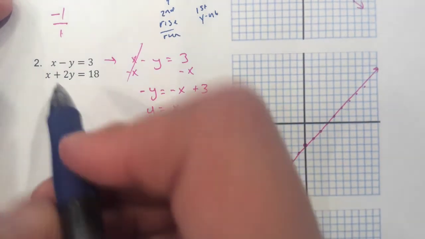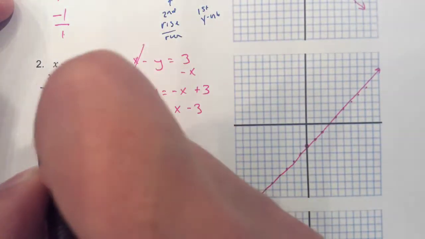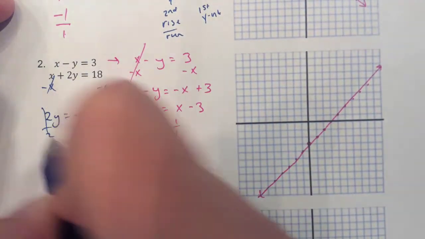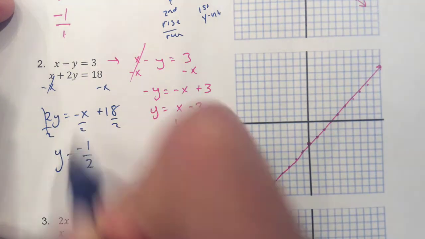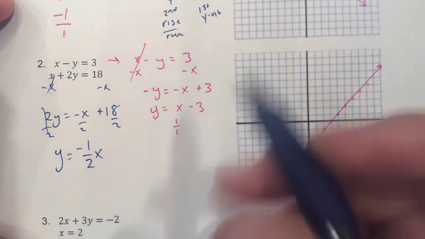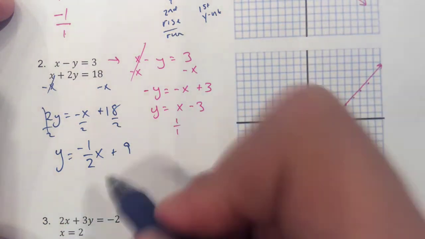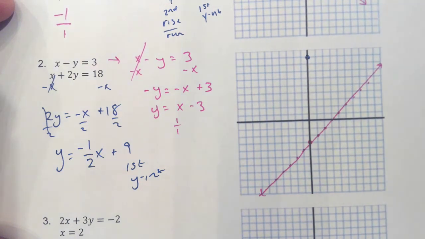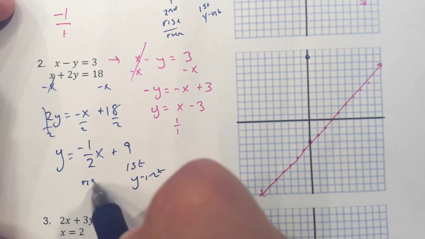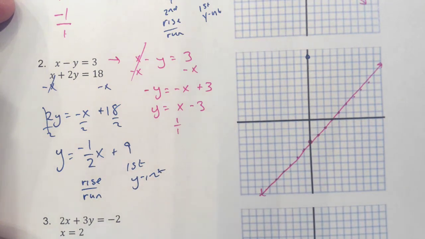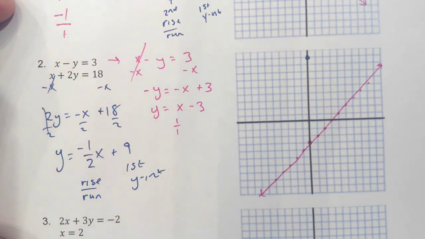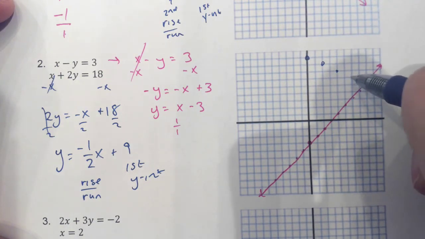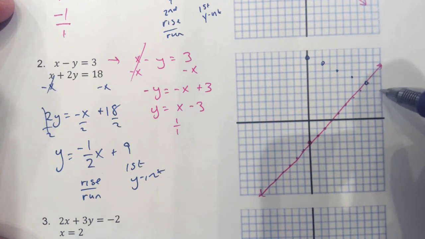All right, second line. Move the x. 2y equals negative x plus 18. Divide by 2. And y equals negative 1 over 2. Don't forget that 1 in front of the x. Plus 9. So this is first. It's the y-intercept. It says to go up 9. So that's right there. And then my slope, remember, is rise over run, -1 over 2. So that is telling me to go down 1 and right 2. Down 1, right 2, down 1, right 2, and so on.